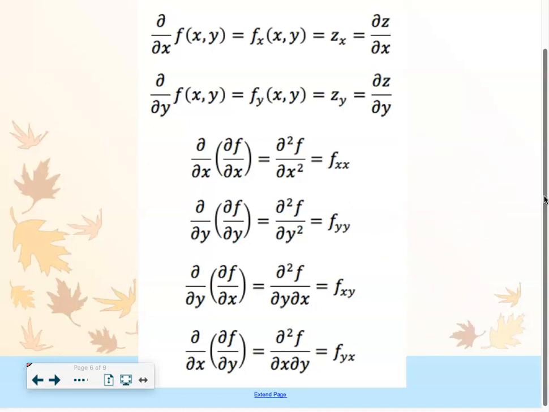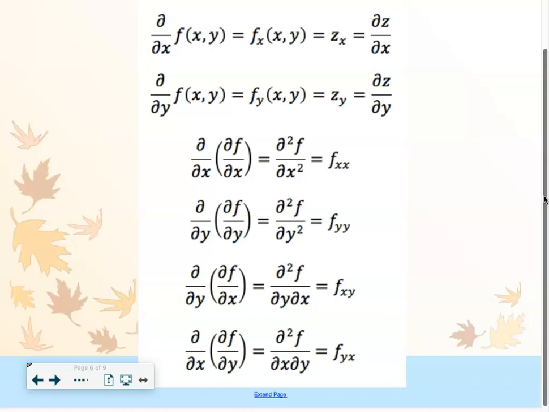When the variables match, you have partial x of partial f partial x, which equals del squared f over del x squared, right? Or f sub xx. And then the same thing with del squared f over del y squared, or f sub yy. The part that gets confusing in my brain are the mixed partials.